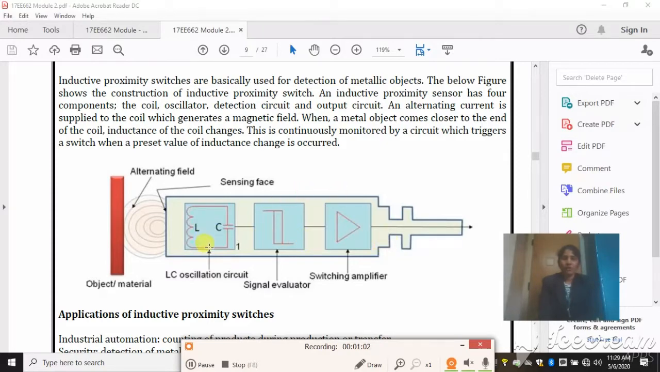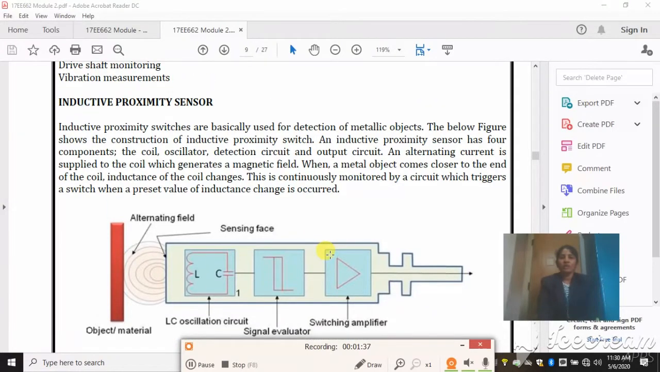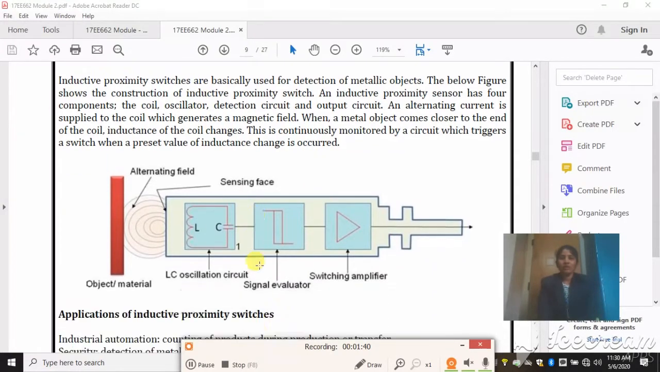When you apply an alternating current to the coil, it generates a magnetic field. When the object or material is brought closer to this magnetic field, the inductance of the coil will change, because L is equal to N phi divided by I. So when your flux is getting disturbed, your inductance will also change. This is continuously monitored by the circuit, and it triggers a switch at the preset value of the inductance change. This is how the inductive proximity sensor senses the object.